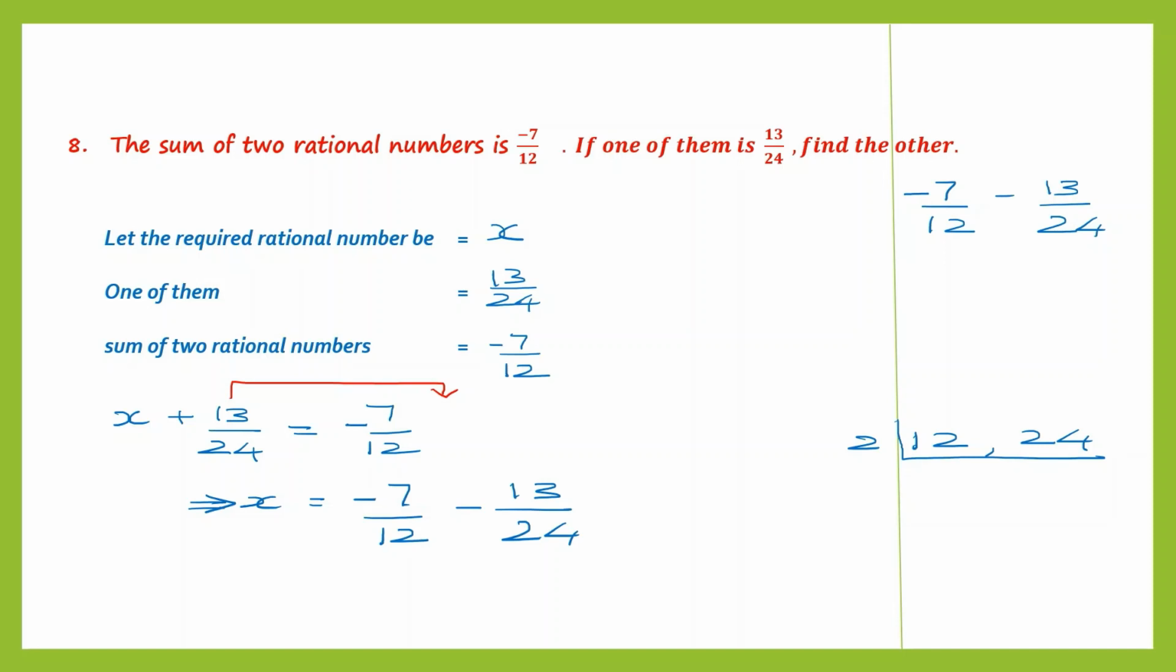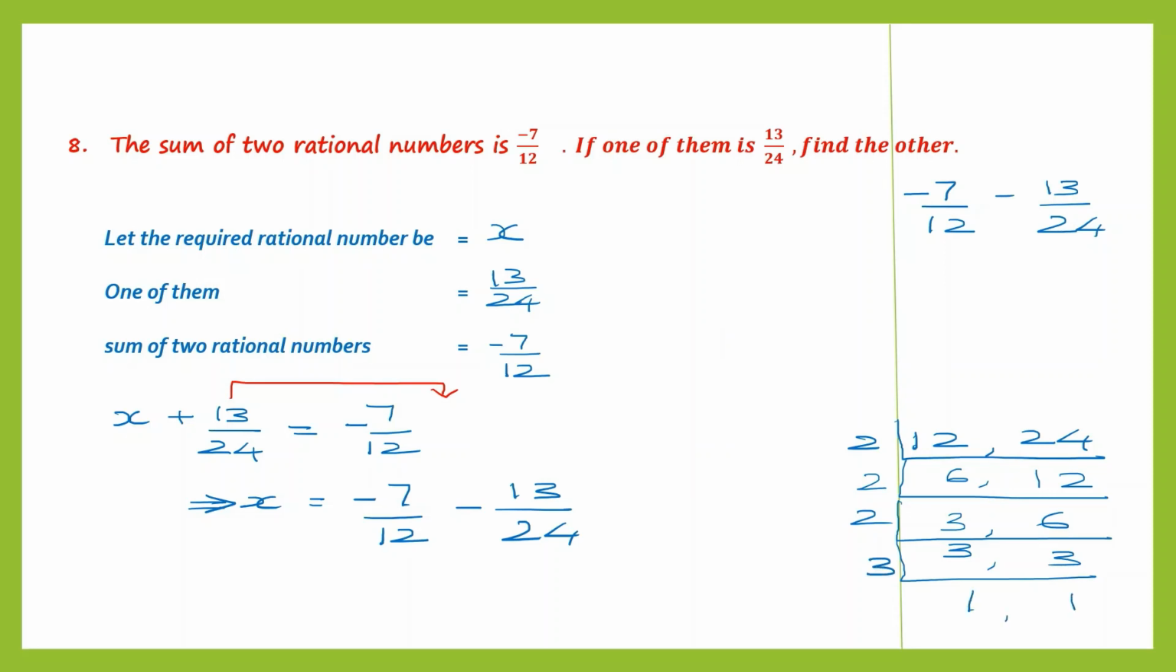So 2 6s are 12, 2 12s are 24. Then we continue with 2 again. 2 3s are 6 and 2 6s are 12. We can use 2 again. We bring down 3 as it is, and 2 3s are 6. Now we can use 3. 3 1s are 3 and 3 1s are 3.